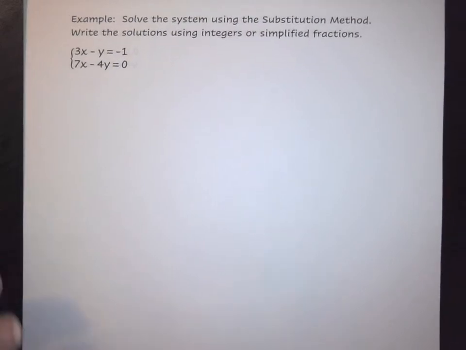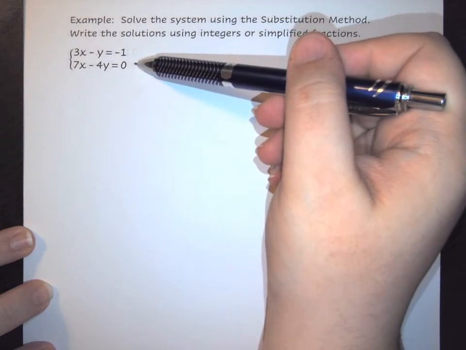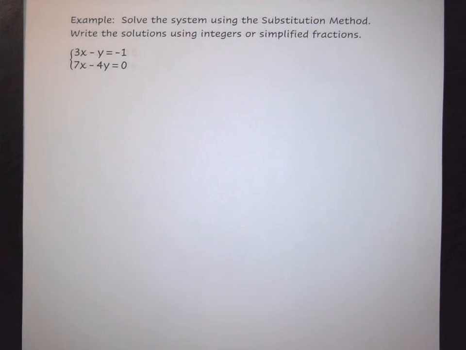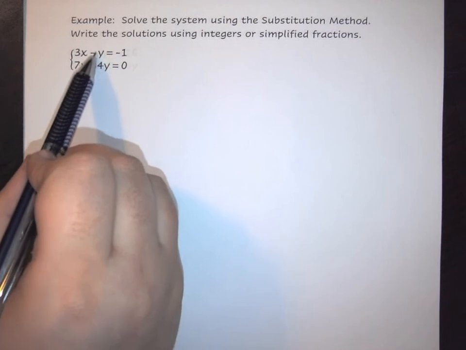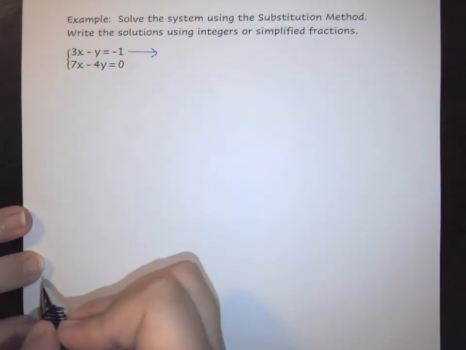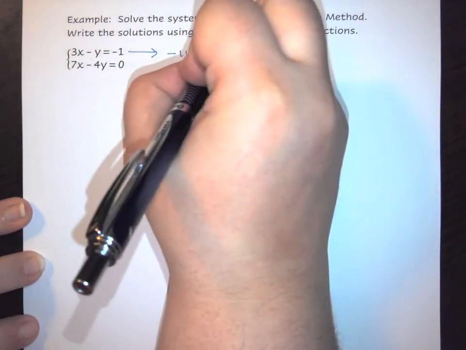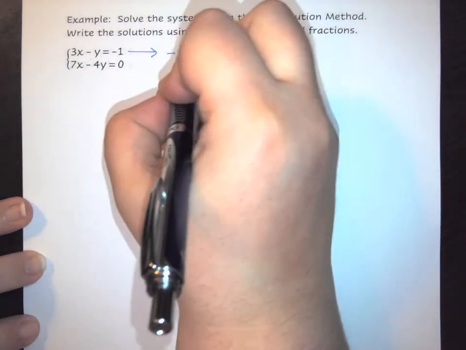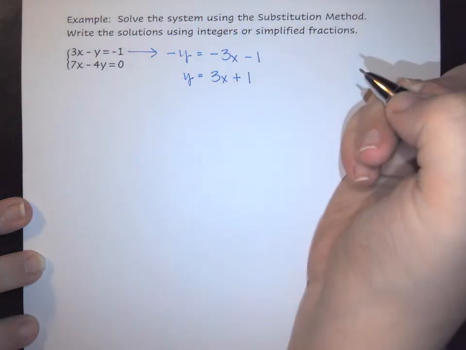Alright, let's look at another. So here we're going to do the same thing. You want to look at both of your equations and see which of these equations would be easily manipulated to solve for a variable. Well, in this case, notice in my first equation my y has a coefficient of 1. So I'm going to go ahead and look at this first equation. So here I get that negative y is equal to negative 3x minus 1. Make that y positive, so y is equal to 3x plus 1.